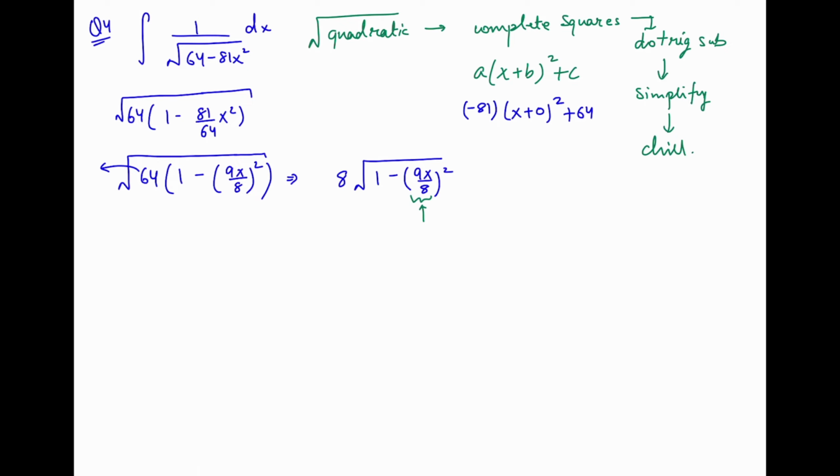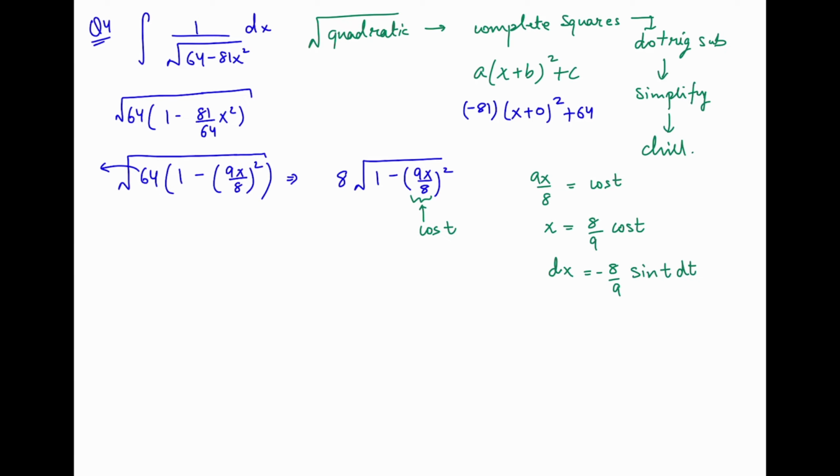Now, because of what we discussed, I know it would make my life so much easier if this thing was cos of t. So I'm going to do my substitution here. I'm going to say 9x over 8 equals cos of t. So x equals 8 over 9 cos of t, and dx will just be 8 over 9, and the derivative of cos is minus sine, so minus sine t dt. So I have everything ready for the substitution, right?